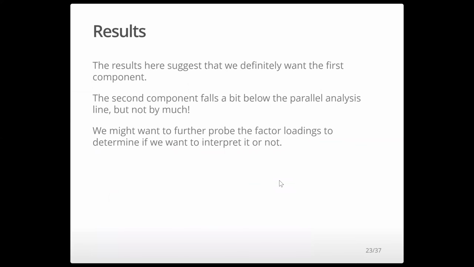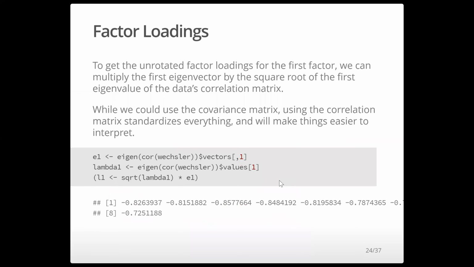So let's go and look at the factor loadings and then determine if we want to interpret the two-factor solution or just the one-factor solution. We can get the unrotated factor loadings just based on the eigenvalues and eigenvectors. We just multiply the square root of the first eigenvalue by the first eigenvector. So these are unrotated factor loadings.